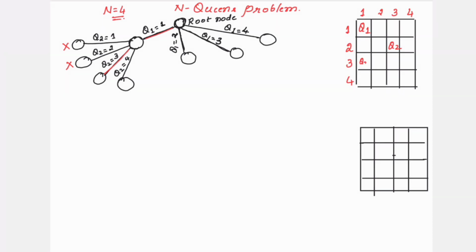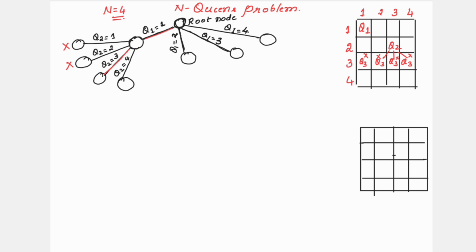Q3, can you place it here? It is in the same column, not allowed. Q3, can you place it here? Diagonal same, not allowed. Q3, can you place it here? Not allowed because it is falling in the same column. Q3, can you place it here? Not allowed because it is diagonal same. So all four options in the third row for Q3 are not at all possible.